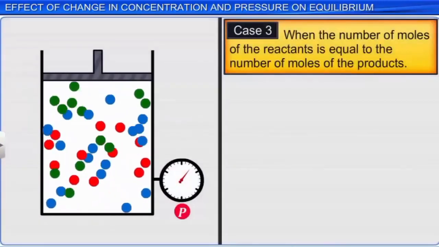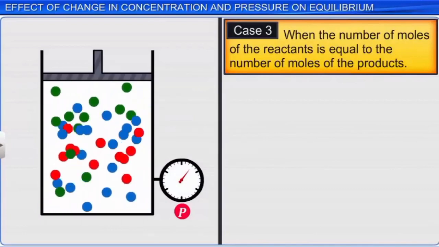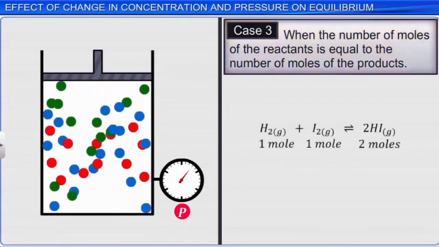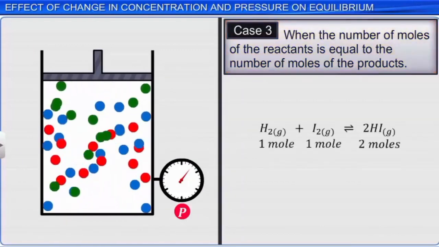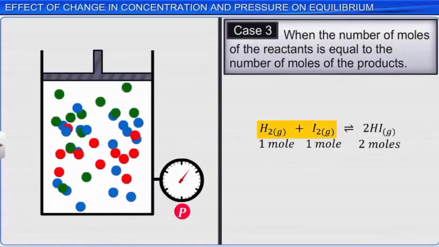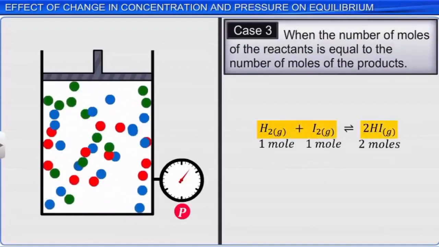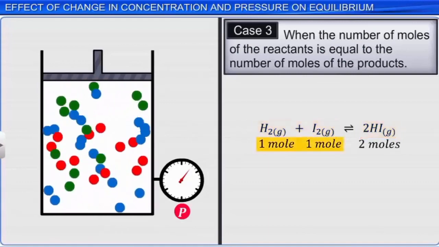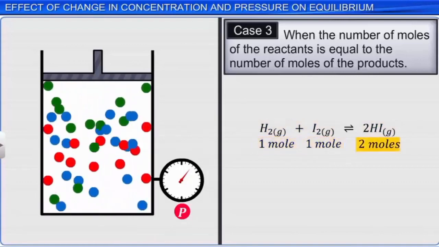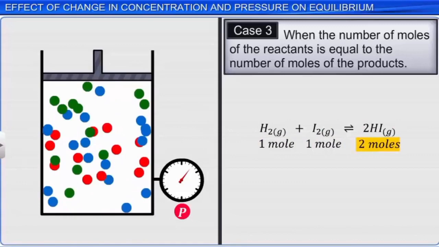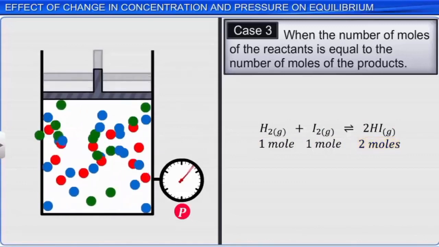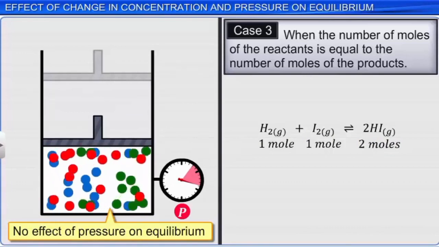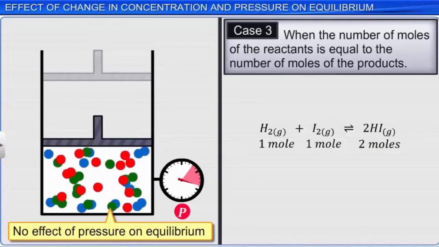Case 3. When the number of moles of the reactants is equal to the number of moles of the products. Consider the gaseous reaction H2 + I2 in equilibrium with 2HI. You can see that in this reaction, the number of moles of the reactants and the products are the same, which is 2. As there is no change in the number of moles of the products or the reactants, pressure does not have any effect on the equilibrium.